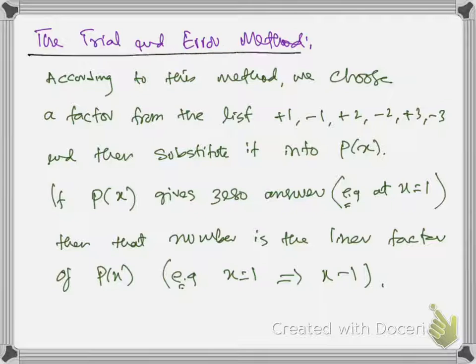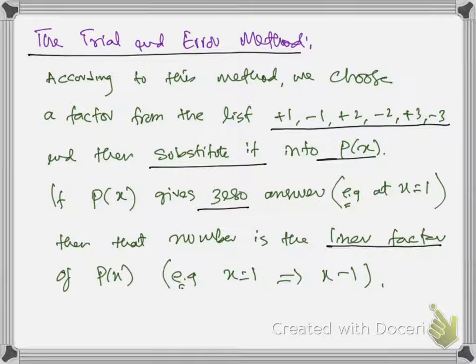The trial and error method. According to this method, we choose a factor from the list 1, -1, 2 and so on, and then substitute it into p of x. If p of x gives 0 answer, for example at x is equal to 1, p of x is 0, then that number is the linear factor. In this case, if at 1 p of x is 0, therefore x minus 1 would be the linear factor.